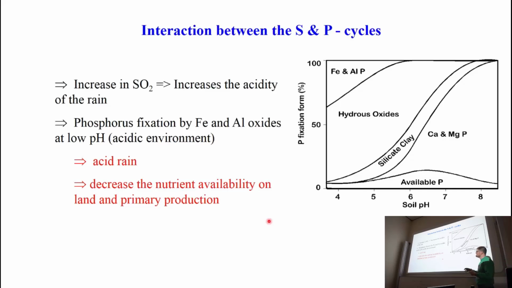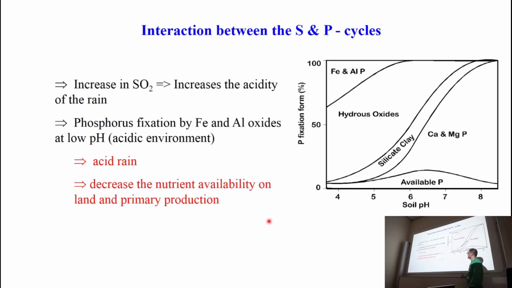So one of the reasons why acid rain is such a problem in terms of its effect on the terrestrial biosphere, particularly on forests in Scandinavia and places like that, is that the acid rain wasn't actually harmful in itself. It didn't dissolve the trees away, but it removed some of the phosphorus from the available pool, so the trees didn't have enough nutrients to grow.